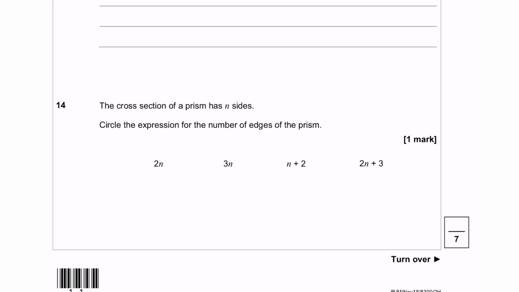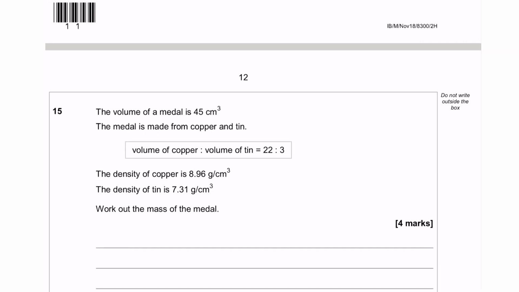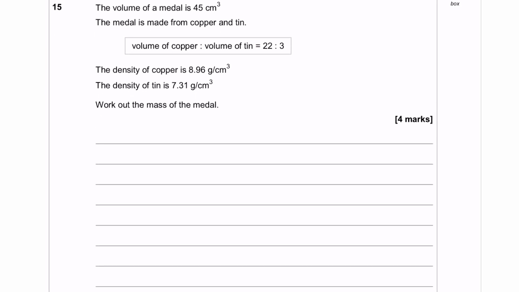Right. The cross-section of a prism has n sides. Circle the expression for the number of edges of a prism. So, if a prism has n sides, the edges are going to be 3n for that. You can have a look at shapes and we'll see how that comes about.